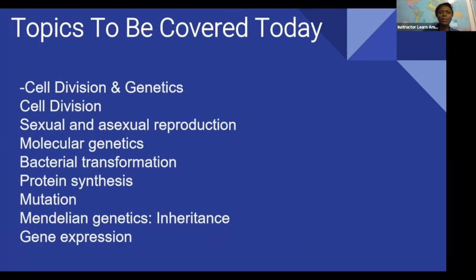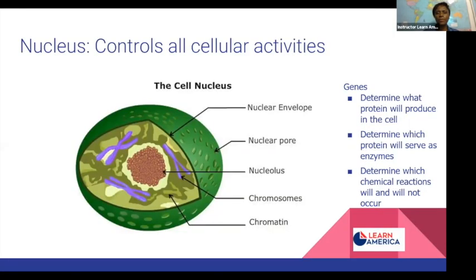So the major topics that we're going to cover today are cell division and genetics, as far as how we go through mitosis and meiosis. We'll look at the difference between sexual and asexual reproduction, molecular genetics, bacterial transformation, protein synthesis, mutation, Mendelian genetics, and gene expression. So that's our goal for today's class. So we go back and review the cell.